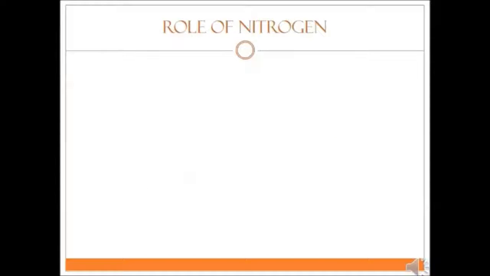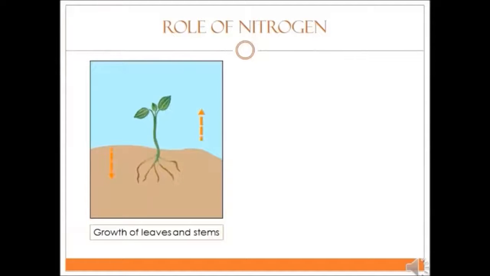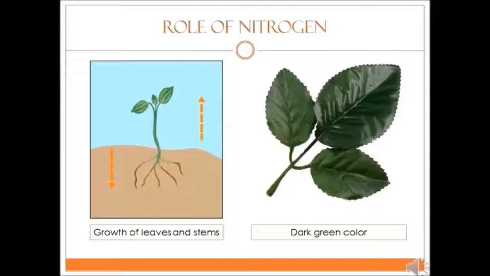So what is the role of nitrogen? Nitrogen is the major substance in plants next to water. It promotes growth of leaves and stems, and it gives chlorophyll, or the dark green color.